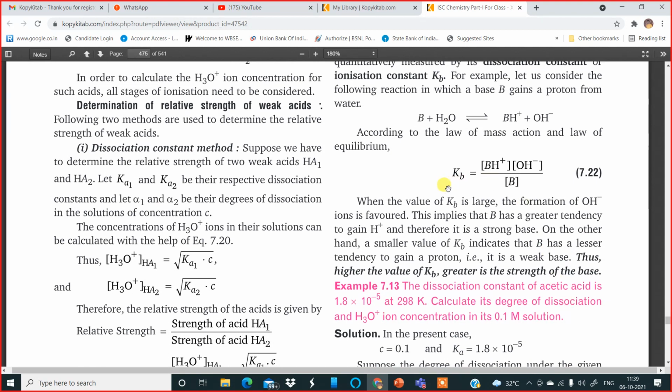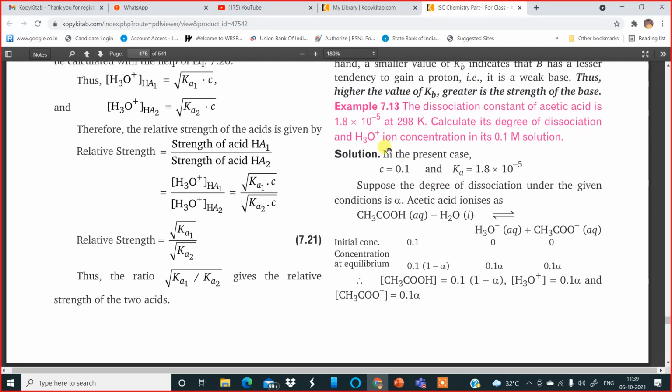So, based on this, there is a very, very simple problem over here. Example 7.13 in your textbooks, on page 459, I think. The dissociation constant of acetic acid is given as 1.8 × 10^-5 at 298 Kelvin. They are telling us to calculate the degree of dissociation and hydronium ion concentration in its 0.1 molar solution. So over here, this Ka is 1.8 × 10^-5. So write down this data. Concentration is 0.1 M. Suppose the degree of dissociation under the given condition is alpha. So write down the equation.